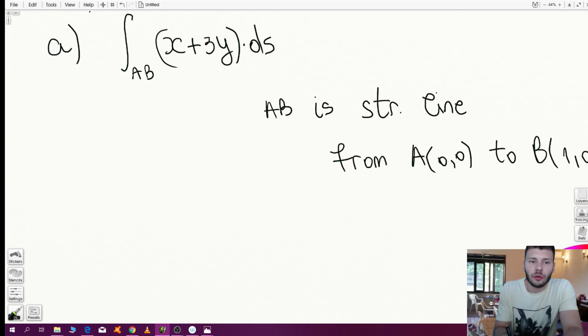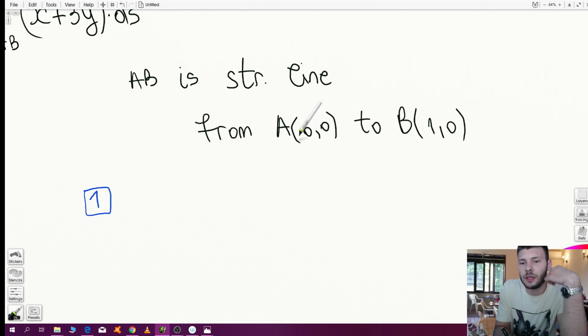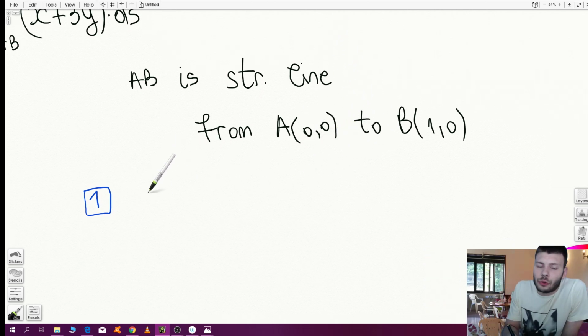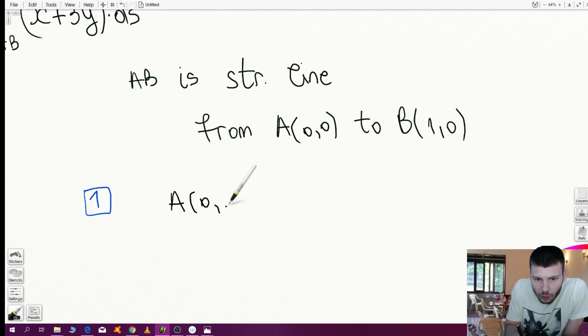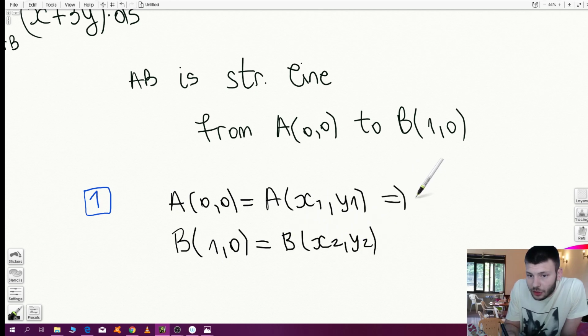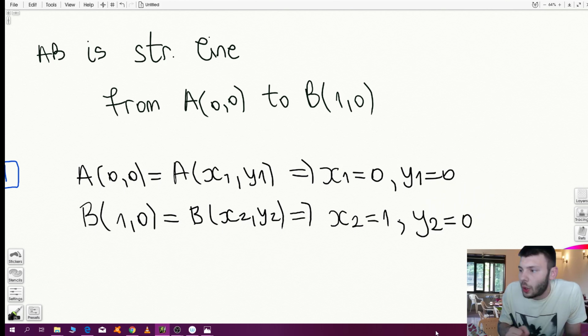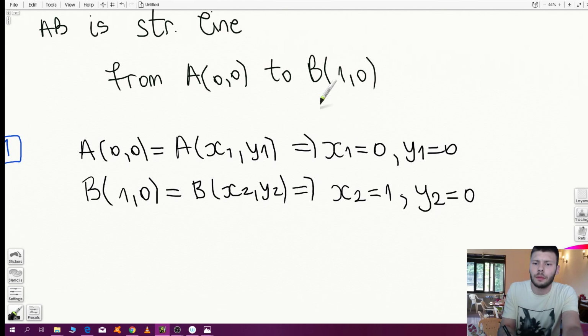So the first step in this integral will be to parameterize this straight line from (0, 0) to (1, 0). So A will have coordinates x1, y1, and B will have coordinates x2, y2. From this we get that x1 is equal to 0 and y1 is equal to 0, and x2 is equal to 1 and y2 is equal to 0, sorry.